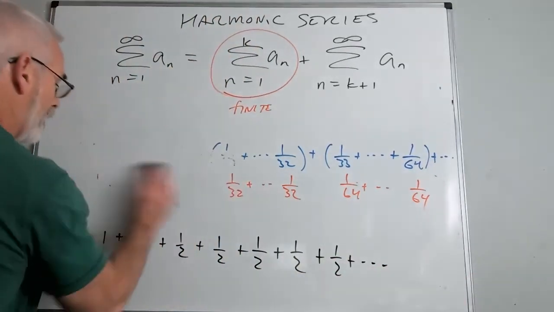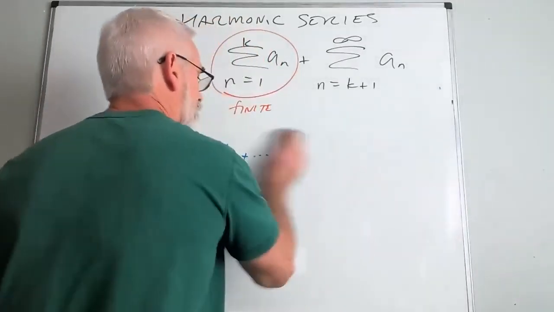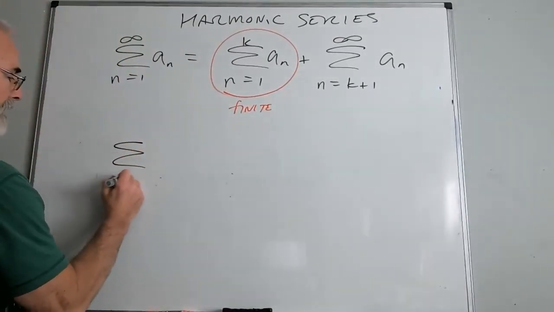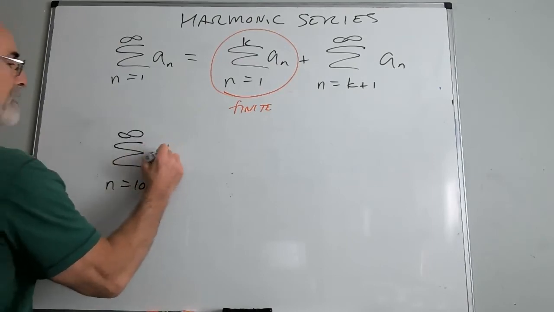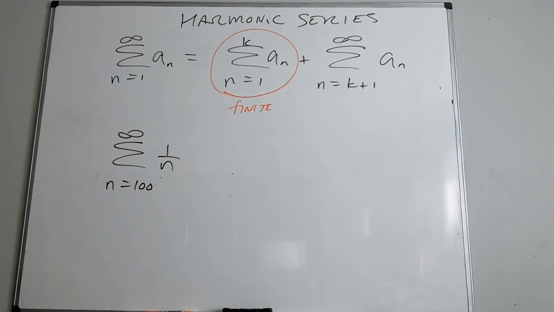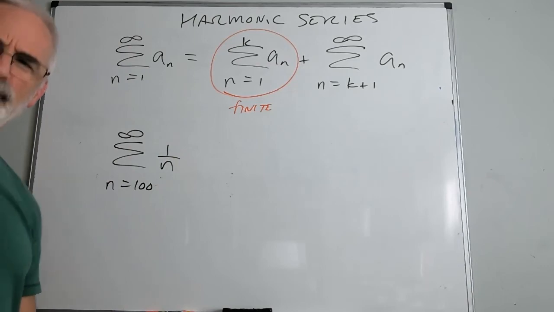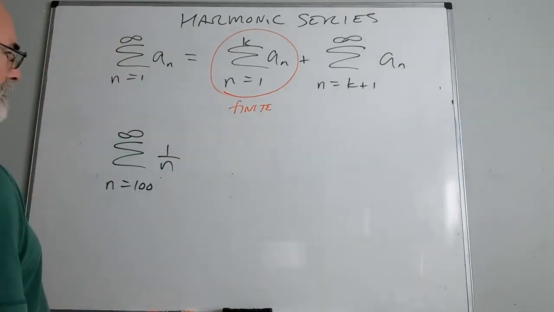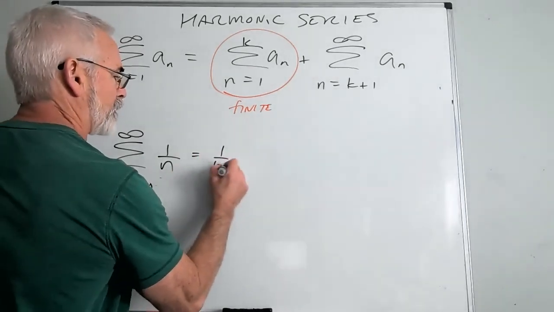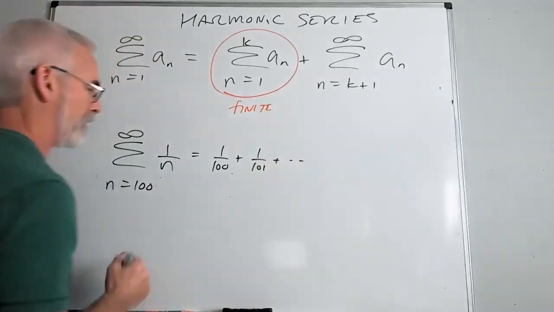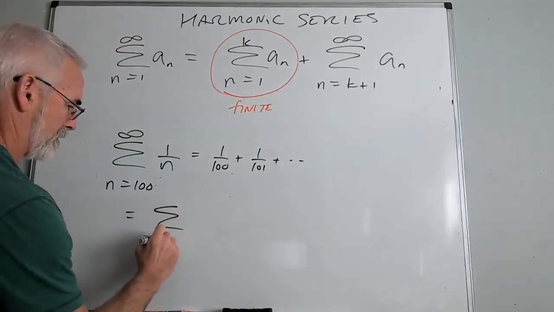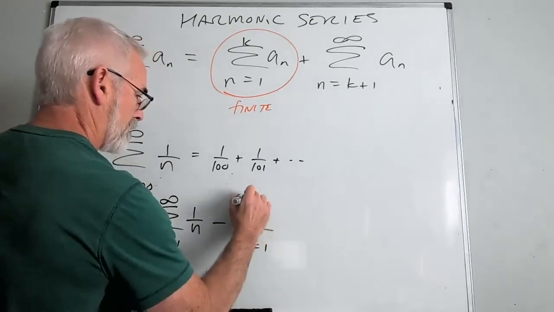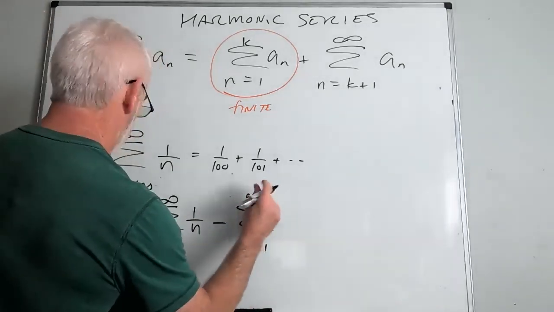So with that statement there, I'd like to know the sum from n equals 100 to infinity of 1 over n. Huh. What do you think? Converge or diverge? This is diverge. This is 1 over 100 plus 1 over 101, forever and ever and ever. Well, isn't this equal to, oops, yeah, make sure I got that right.